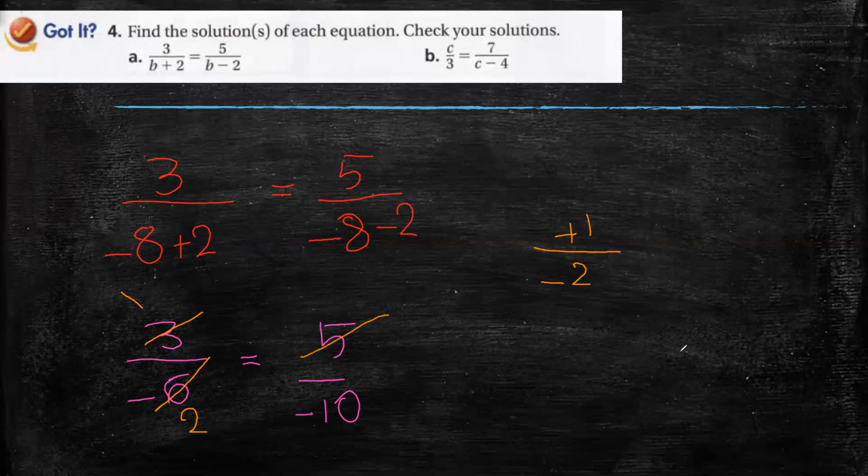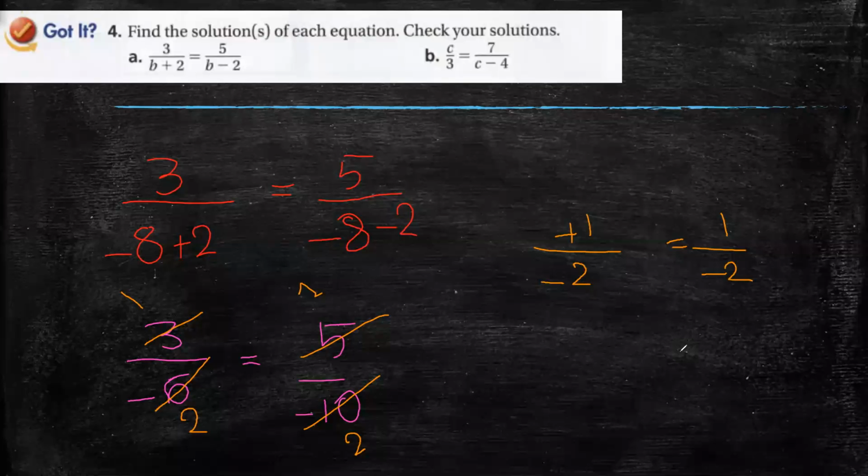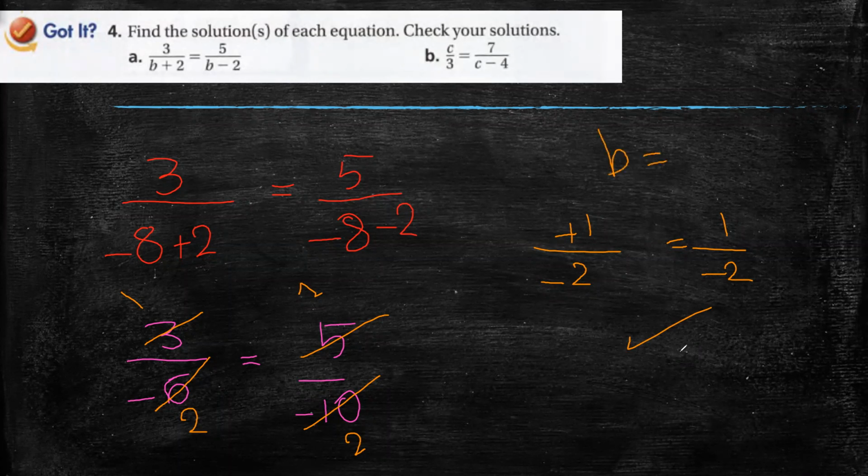Let's simplify here. 5 over 5 is 1, and 10 over 5 is 2, negative 2. So 1 over negative 2. Now, are they equal? Yes. So what does it mean? That means when B is equal to negative 8, this will be our solution.